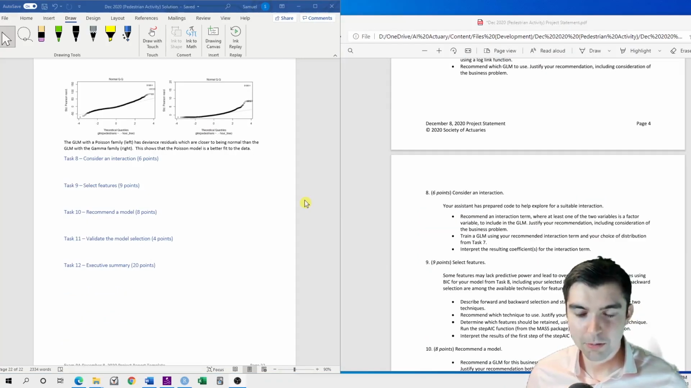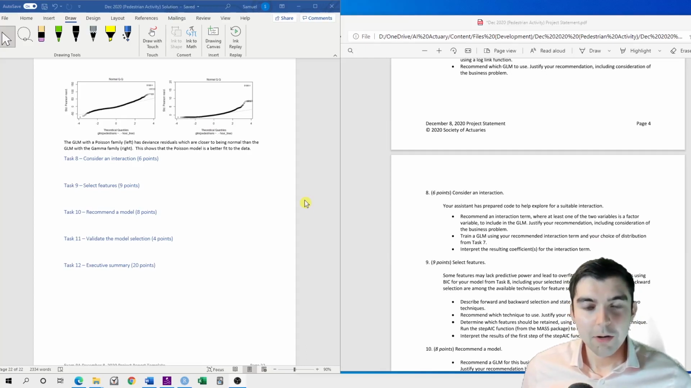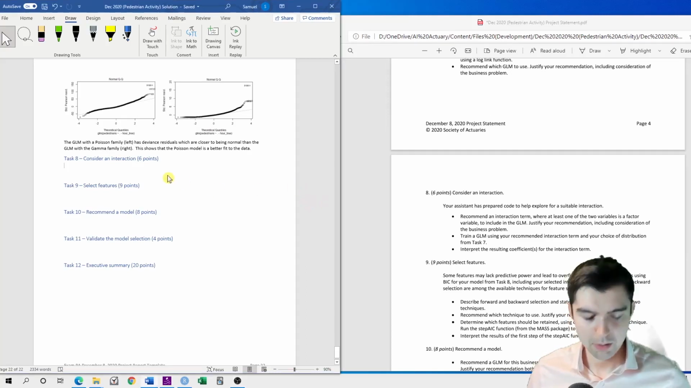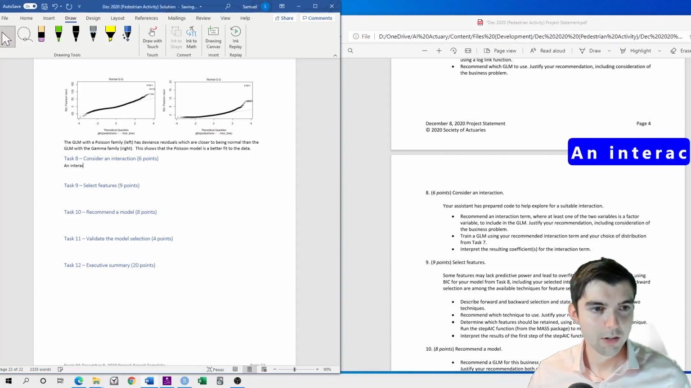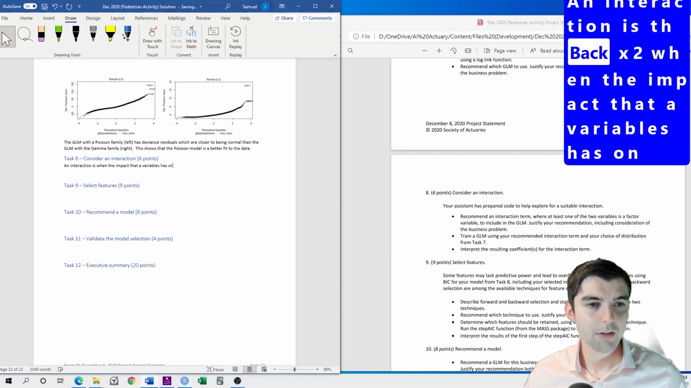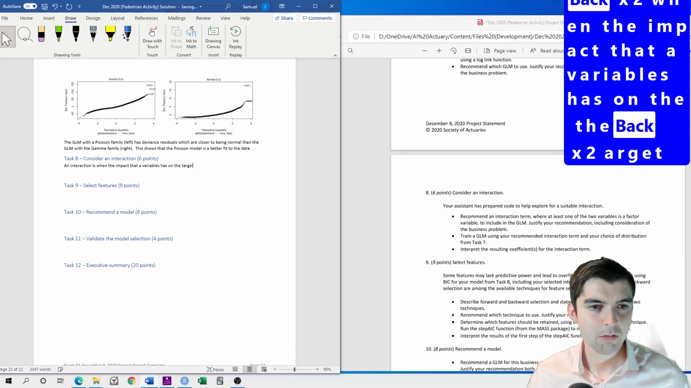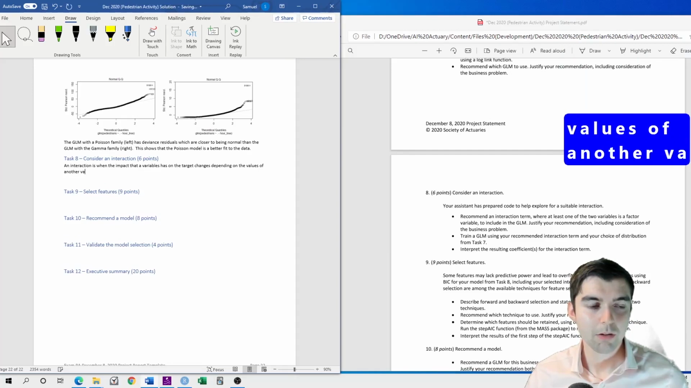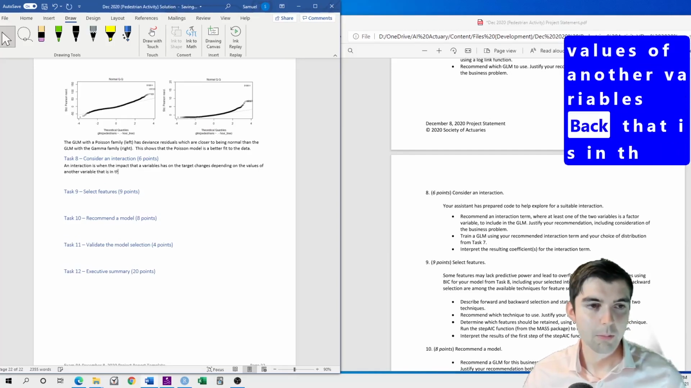Consider an interaction, 6 points. So this should only take about 15 minutes. Your assistant has prepared code to help explore for a suitable interaction. Recommend an interaction term where at least one of the two variables is a factor variable to include in the GLM. Justify your recommendation, including consideration of the business problem. So first of all, an interaction is when the impact that a variable has on the target changes depending on the values of another variable that is in the model.